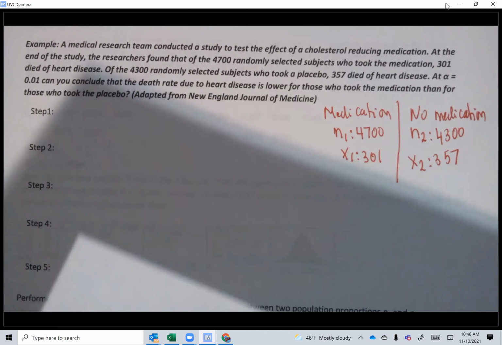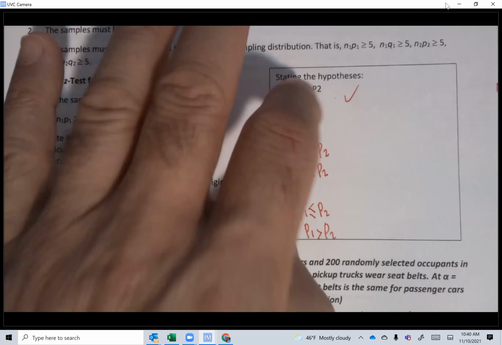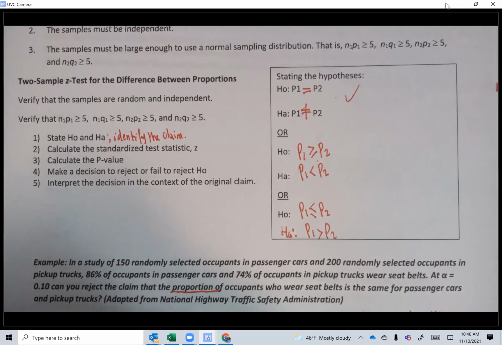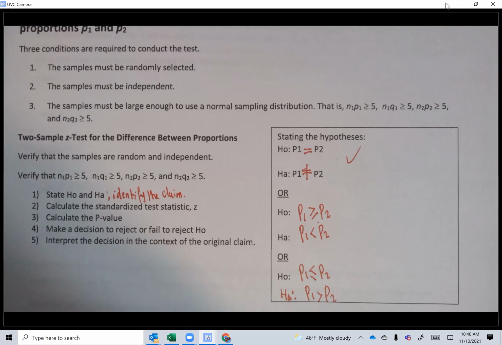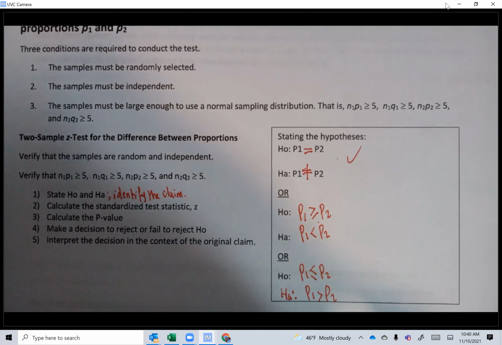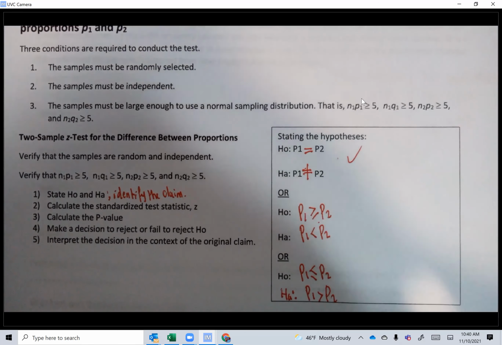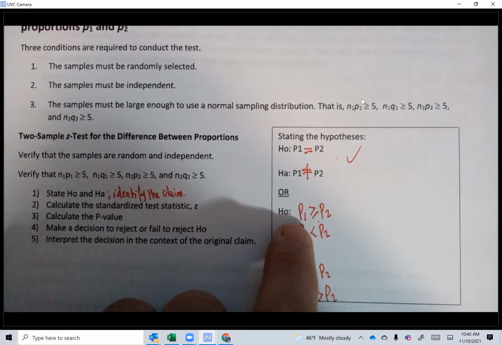So can you guys tell me which one is it going to be? He says, can you conclude that the death rate is lower for the ones who took the medication than the ones who didn't? What does lower mean, guys? Less than. Okay, so which one is it going to be? Number one? Number 2. Number 2, very good.